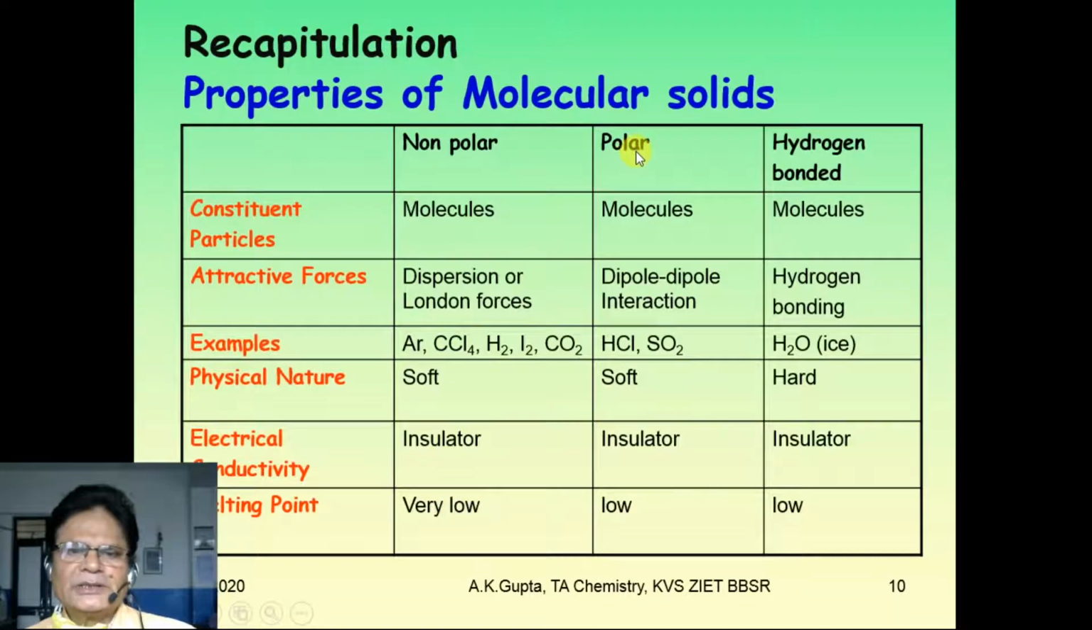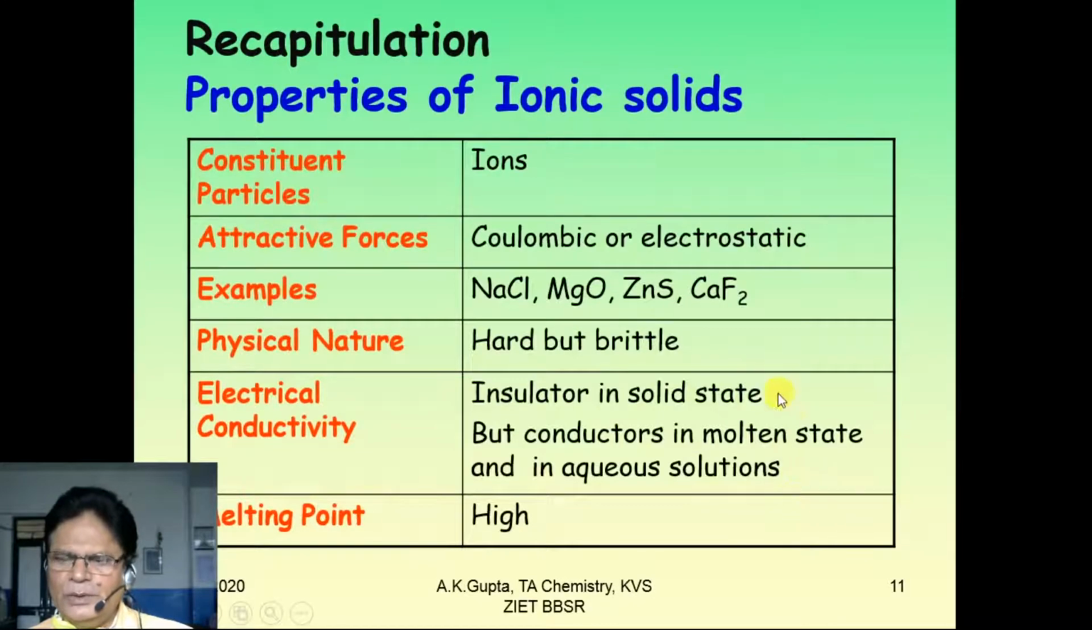Polar molecular solids have constituent particles as molecules, and the attractive force in polar molecular solids is dipole-dipole interaction. Examples: HCl, SO2. They are soft, they are insulators and they have low melting point. Properties of hydrogen bonded molecular solids: the constituent particles are molecules. The attractive force is hydrogen bonding. Example, the best example is H2O ice. They are hard, they are insulators and have low melting point. Now, properties of ionic solids.